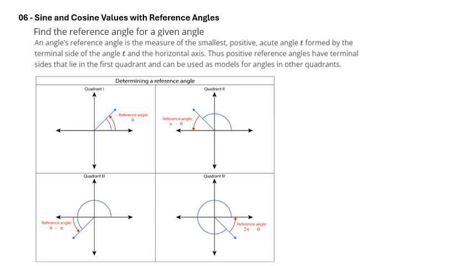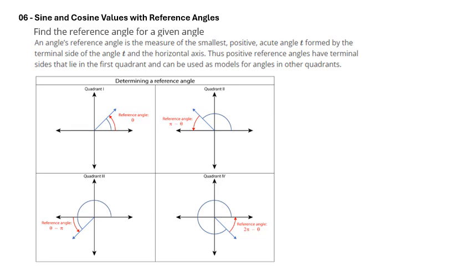This is assignment 6, sine and cosine values with reference angles. So before we even start, I hope you have memorized the first quadrant, the angles in the first quadrant, and the values of sine and cosine in the first quadrant. Okay? Now, given any angle, you can look at the picture here, watch what I'm doing over here.